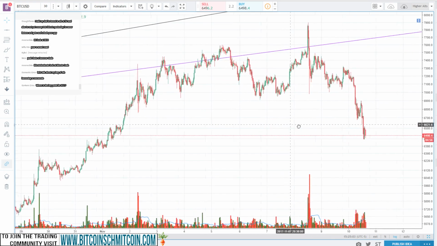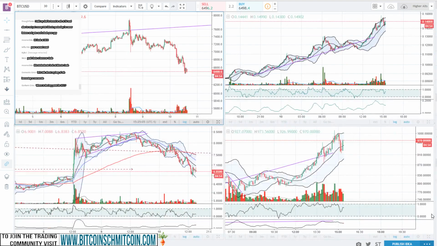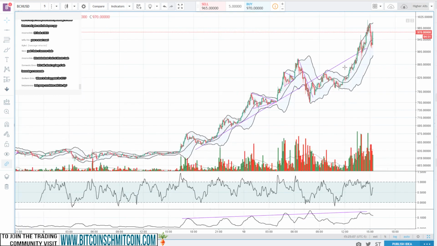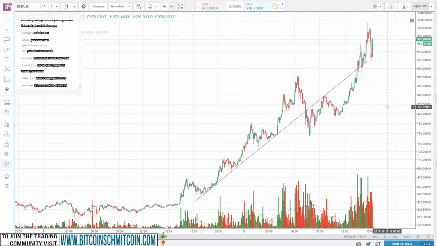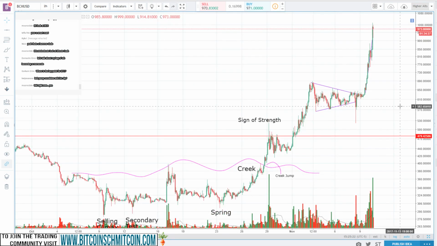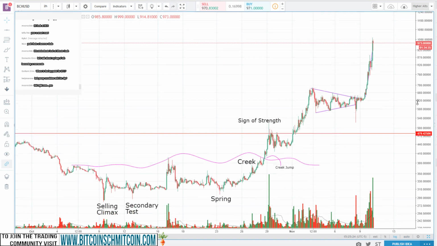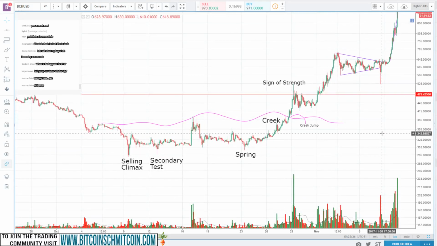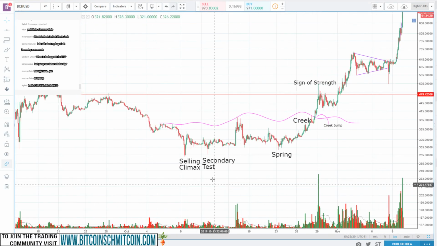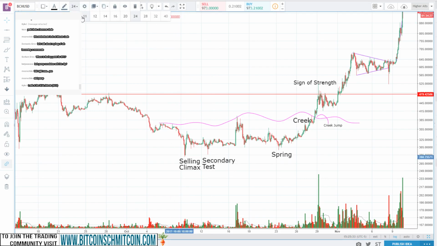Okay, let's talk about Bitcoin Cash. That's what everyone wants to talk about. I've got more fun stuff with Wyckoff. Let me clean up my chart real quick, and let's look at the 120-minute view.